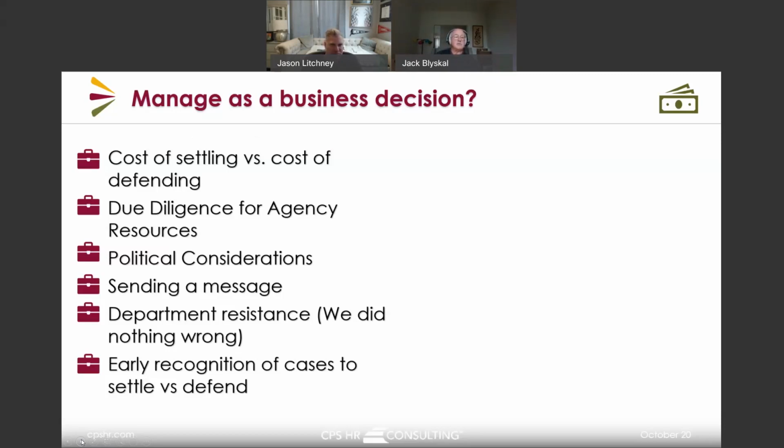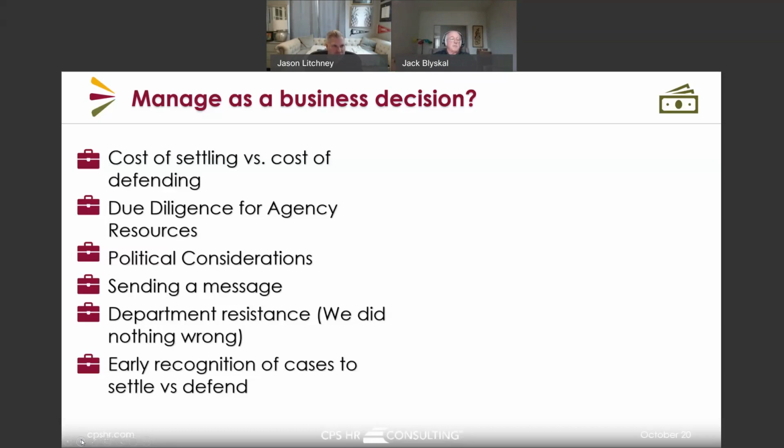You need to do due diligence for agency resources. What's it going to cost us in people and time to handle this claim? There will be some political considerations. So that's a reality of public entity. You do need to send a message occasionally to say, we're not just going to pay every time you bring a claim. I'm sure many of you are familiar with attorneys who are constantly bringing claims against your organization. If you pay them all the time, they're going to keep doing it. If you make them work and go through litigation on the appropriate claims, they may be a little bit more discreet about what they do.